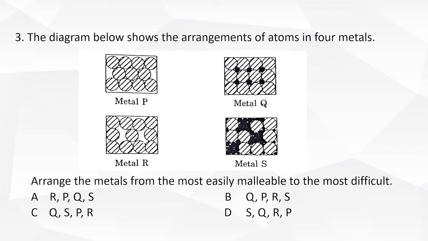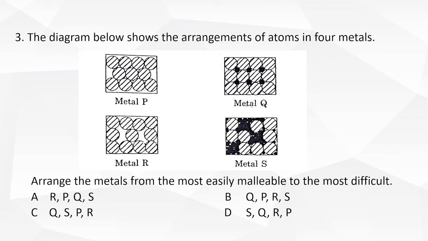Question 3 is showing the arrangement of atoms in 4 metals, which are metal P, Q, R, and S. Arrange the metals from the most easily malleable to the most difficult. Most easily malleable means that the layers of atoms can slide over easily to fill the empty spaces in a metal. Let us see the diagram one by one.